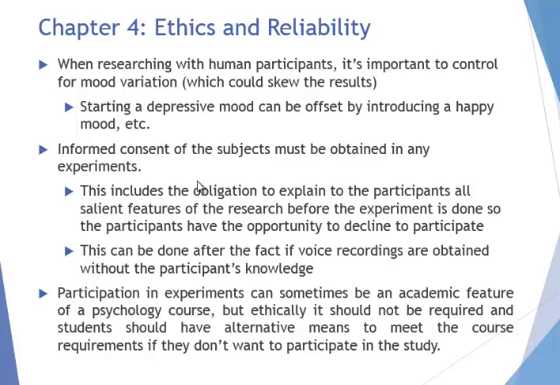In order to be ethical in terms of a study, it's important to get informed consent of the subjects. If you're going to experiment on someone, make sure that they understand that, preferably in writing, that they're going to be tested. Get their consent. This includes, of course, the obligation to explain to participants all salient features, all important features of the research before the experiment is done, and to give them the opportunity to decline to participate.